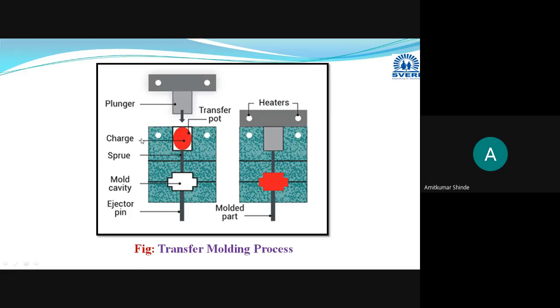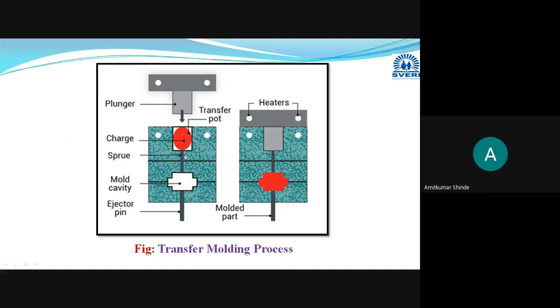Then this is the charge, or preheated raw material. Then this is the gating system, where the sprue arrangement is shown, and this is the mold cavity, or our actual part, and these are the ejector pins. Then you can see that circular holes are present. Through these circular holes we are going to provide our heating source.